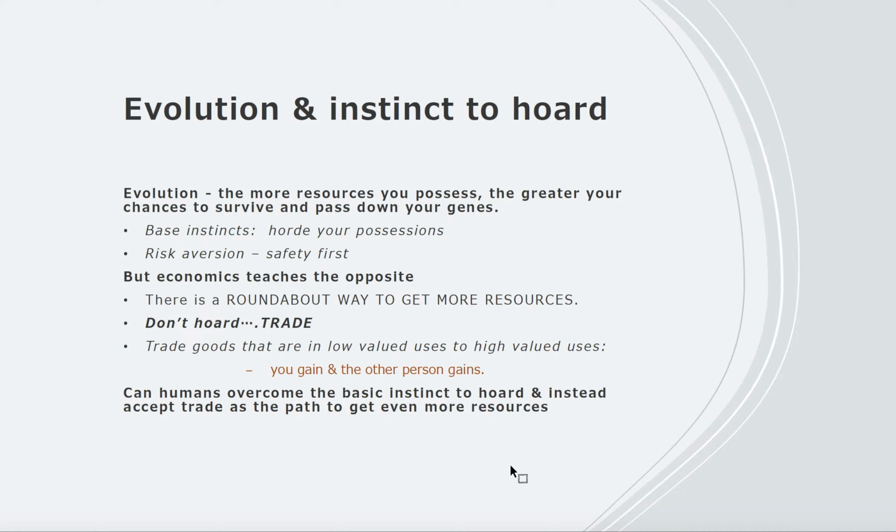So economics for the last 270 years has been trying to convince people that if you can overcome your basic instinct to hoard your resources and instead accept trade as the path to get even more resources, you're going to do better. Your chances of survival are higher. Your chances to pass down your genes are even higher than that. And so, this idea that trade is just something that happens today, no, it goes way back to why we're here, Homo sapiens, and Neanderthals aren't.